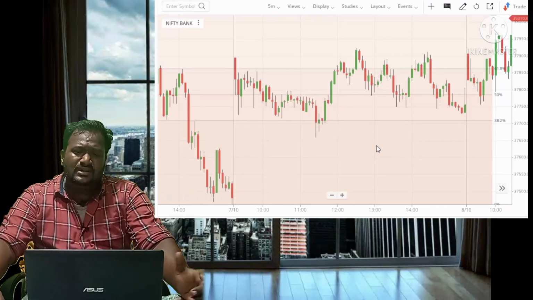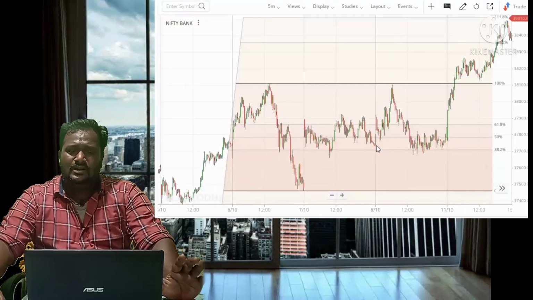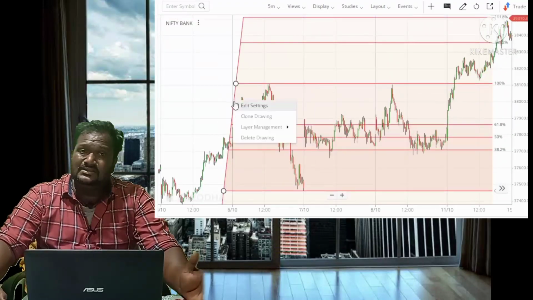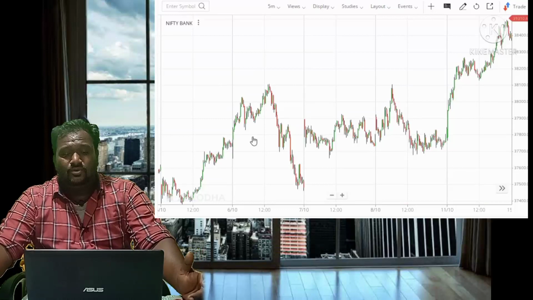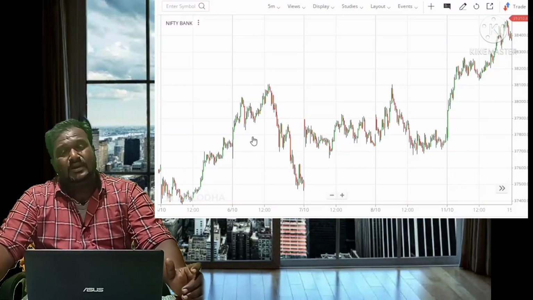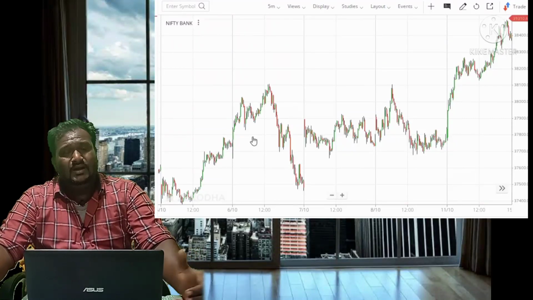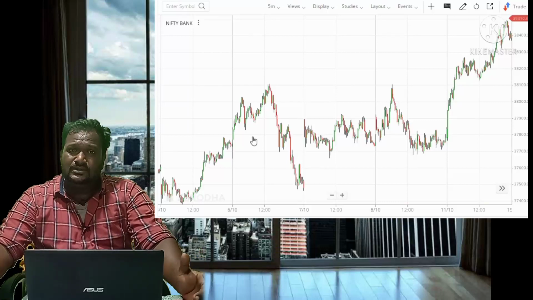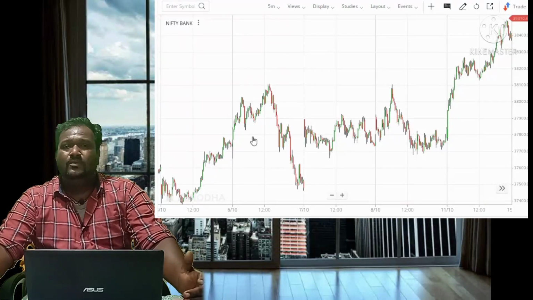Okay, so using this fib retracement drawn for the previous day, that is yesterday, we can do the trade for today. We can find the support and resistance levels. At the support level you buy a call option, at the resistance level you buy a put option.